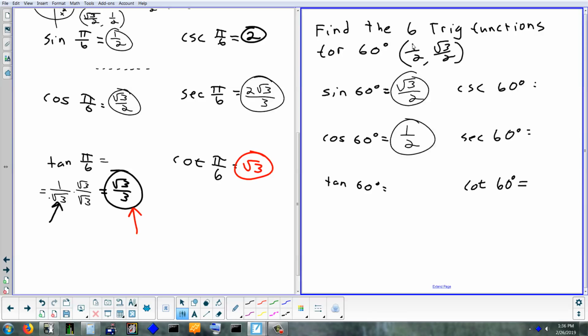Maddie, how about the tangent? I did mine wrong. Excellent. Okay, what's the formula for tangent? Y over X. Y over X. So we're just going to take and divide these 2. If I divide these, what's going to cancel? The 2's are gone, and I'm left with square root of 3 divided by 1, which is just the square root of 3.